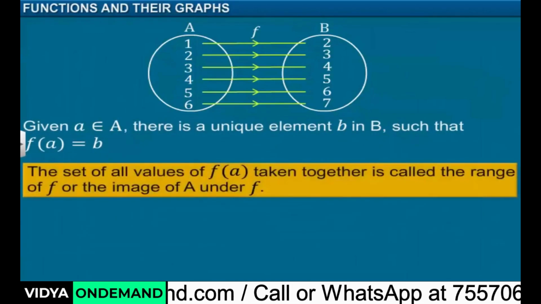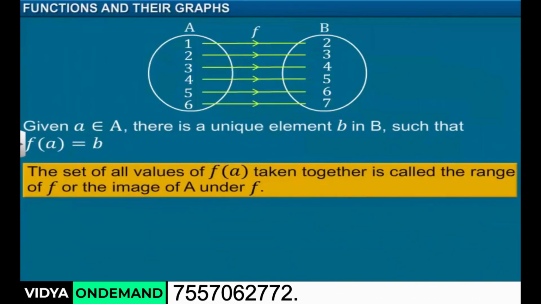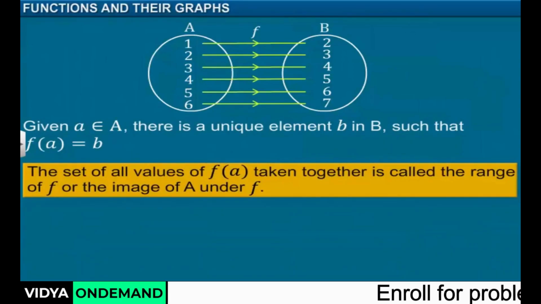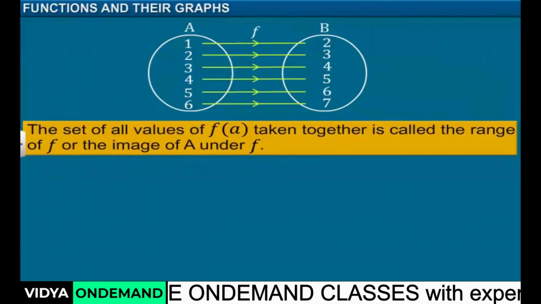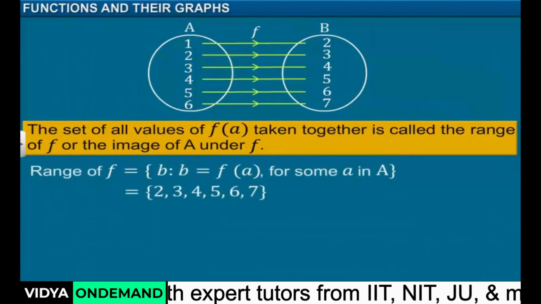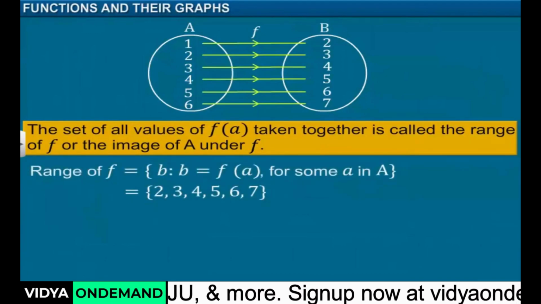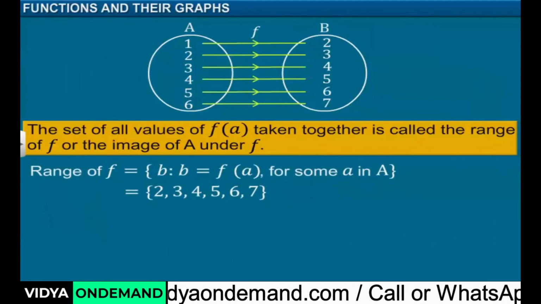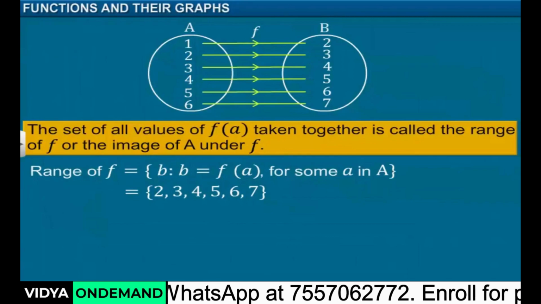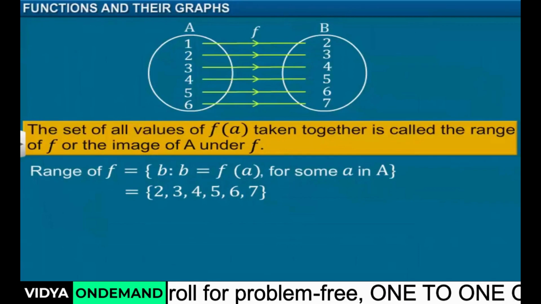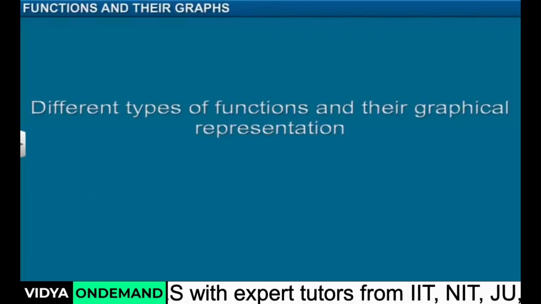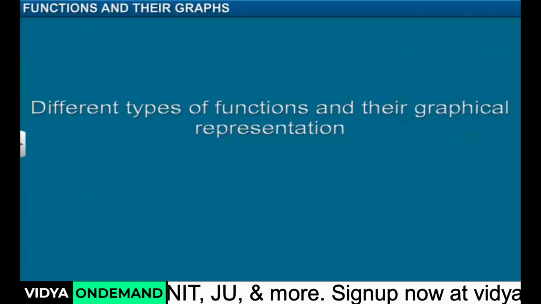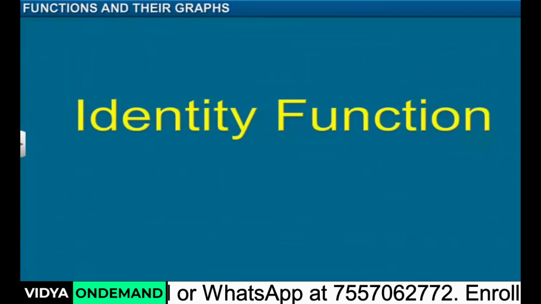The set of all the values of f of a taken together is called the range of f, or the image of A under f. Symbolically, the range of f is the set of all b such that b is equal to f of a for some a in A. In this case, the range of f is equal to the codomain of f. Let's now discuss different types of functions and their graphical representation. The first function we are going to discuss is the identity function.